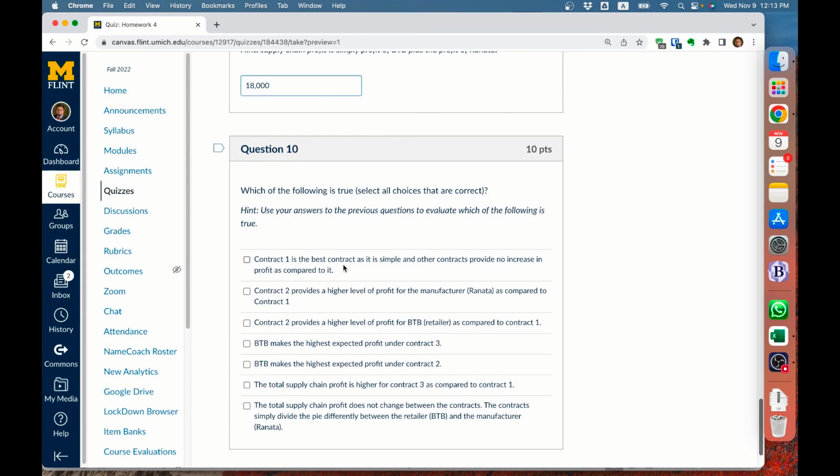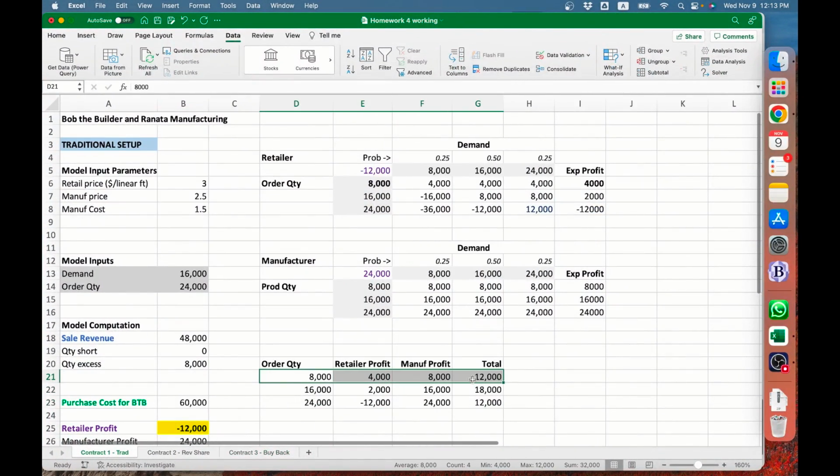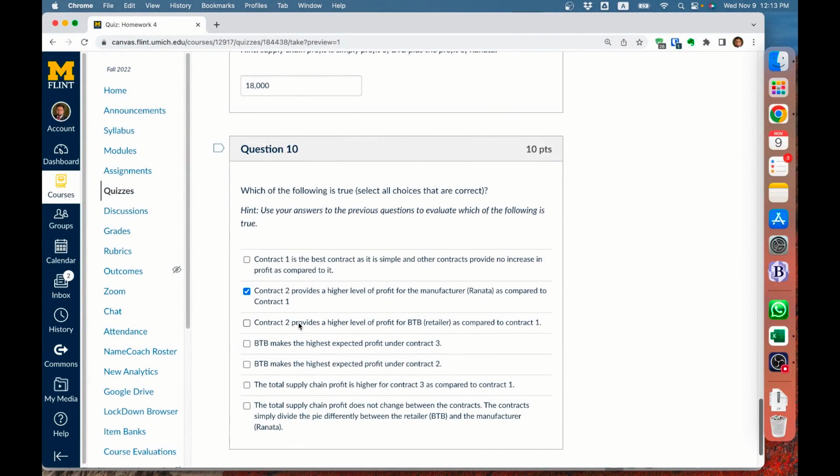The option that says contract 1 is the best contract as it is simple is true, and other contracts provide no increase in profit as compared to it is false. The second false part will make the whole statement false. We will not select this statement. Contract 2 provides a higher level of profit for the manufacturer, Renata, as compared to contract 1. This is true because you can compare. Under contract 1, you would be on this row where the manufacturer would make 8,000. Under contract 2, you would be in this row where the manufacturer would make 10,500. So this is true. Contract 2 provides a higher level of profit for B2B as compared to contract 1.